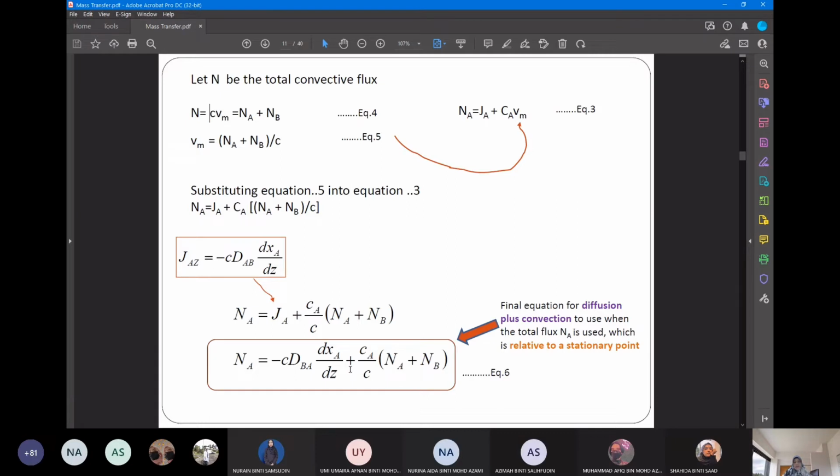If you have only diffusion, then you have Fick's law only, basic Fick's law, for one component. If you want to have diffusion and convection, you have total flux, for the binary mixture that you have, N_A and N_B. So you need to differentiate between single component and binary component. Do you understand that?